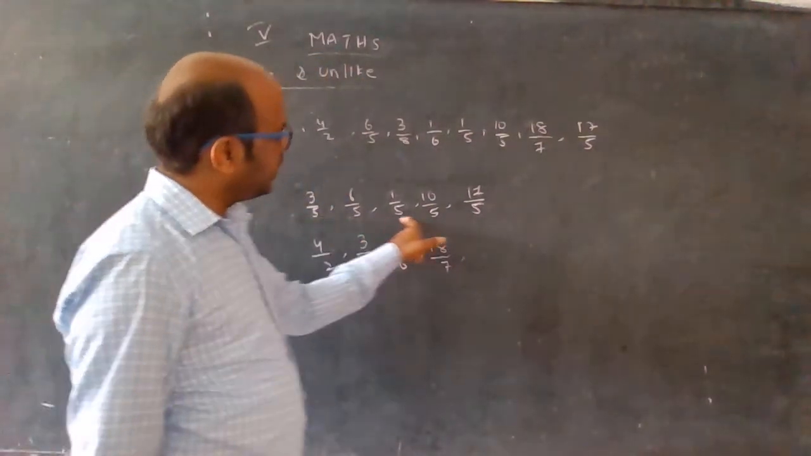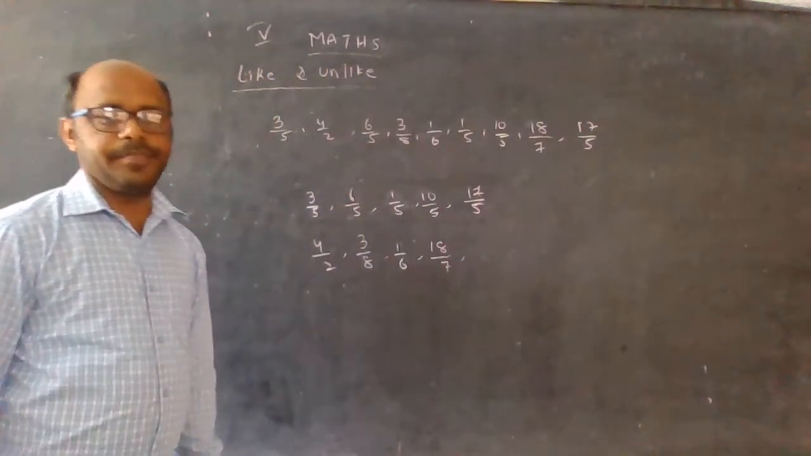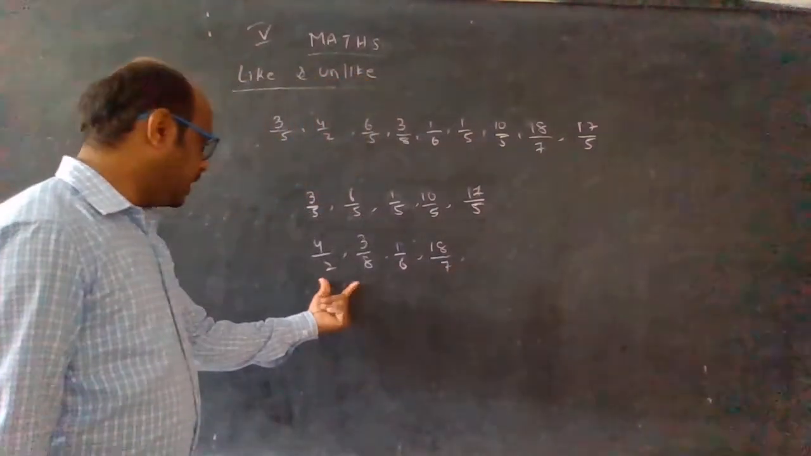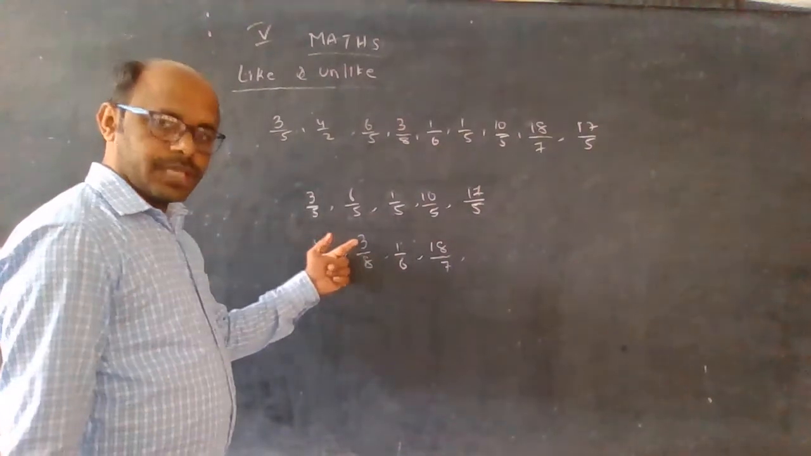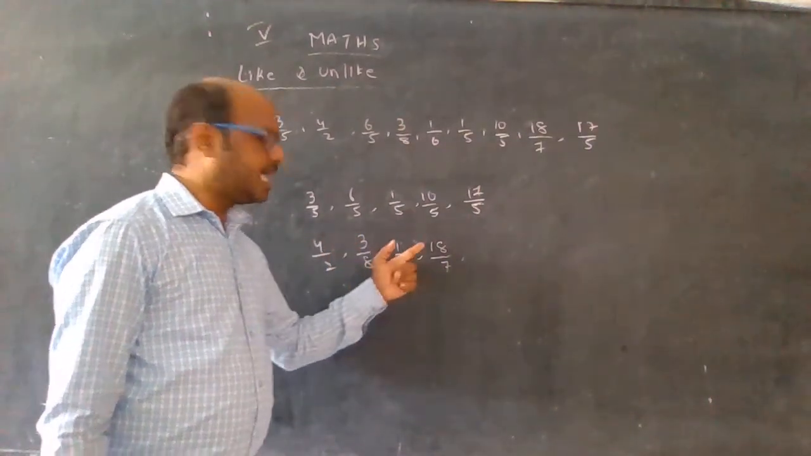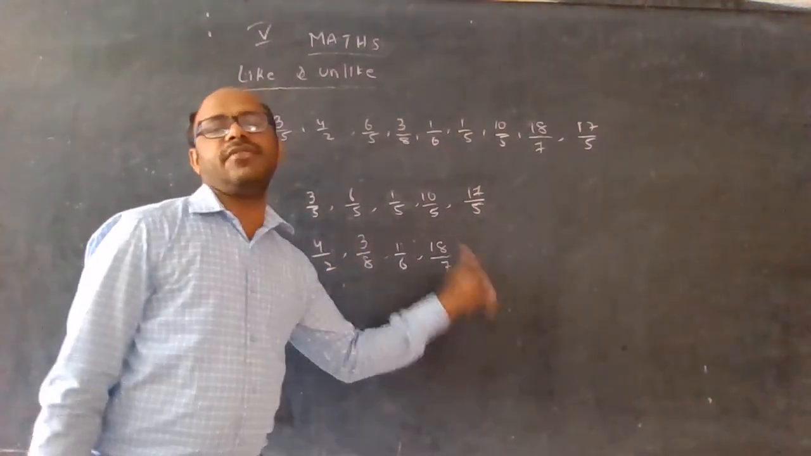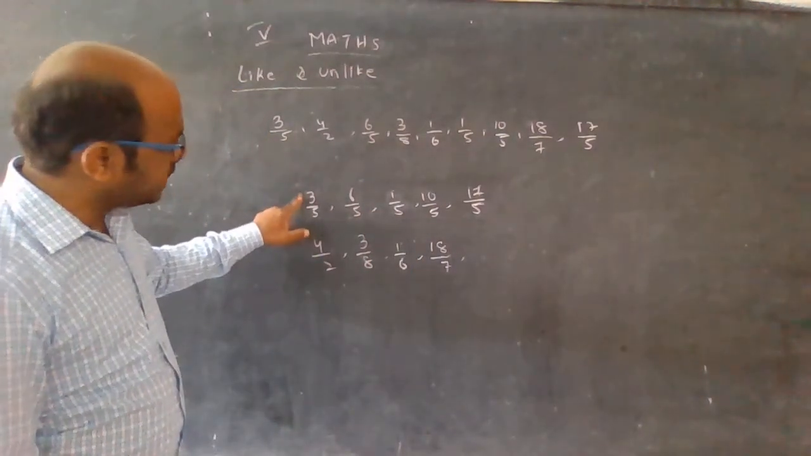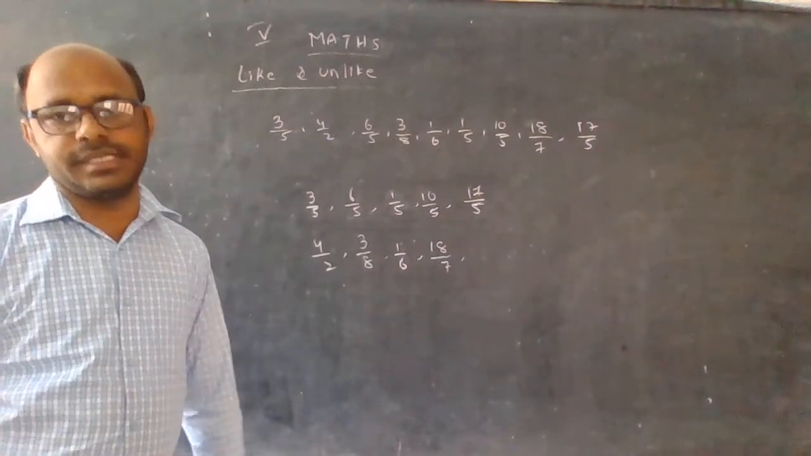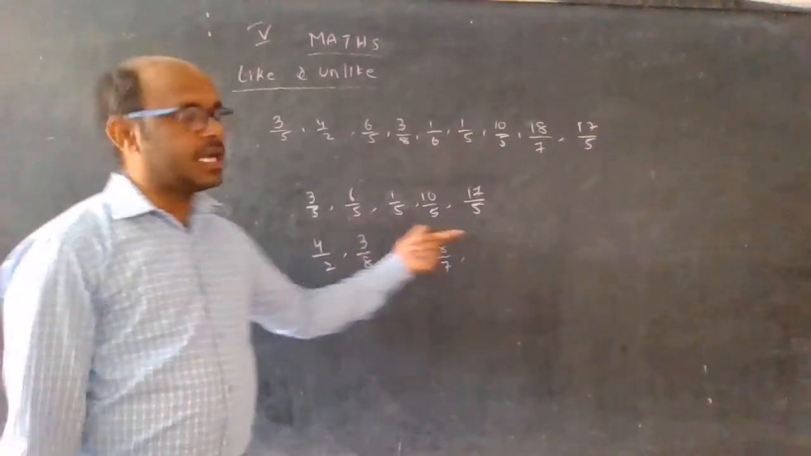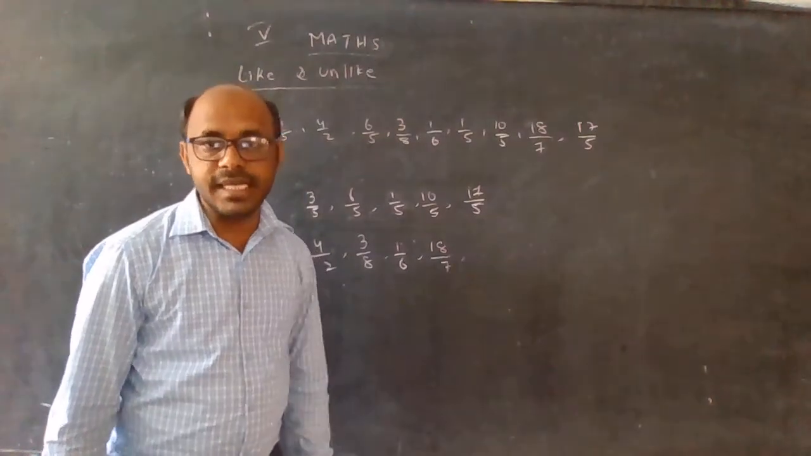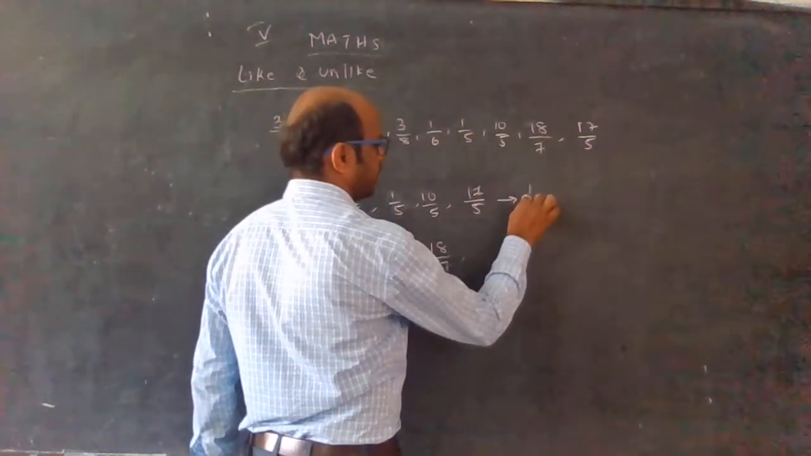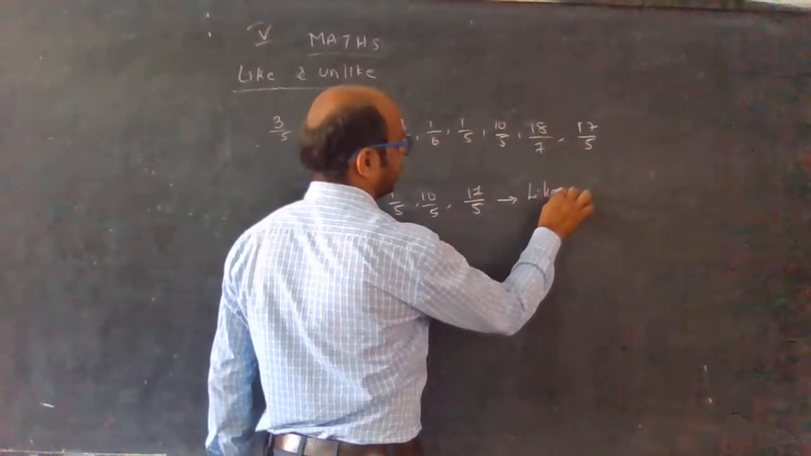In this group, all the denominators are the same. In the other group, 4 by 2, 3 by 8, 1 by 6, 18 by 7, these all have different denominators and different numerators. Don't look at the numerator, only the denominator. If all the denominators are equal, we say these are like fractions.